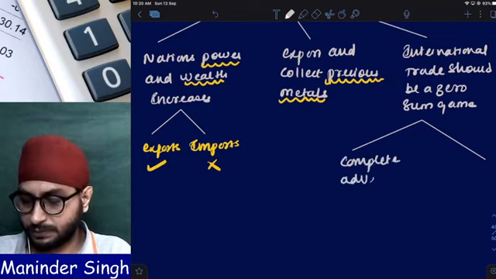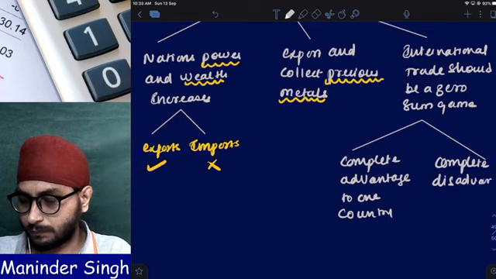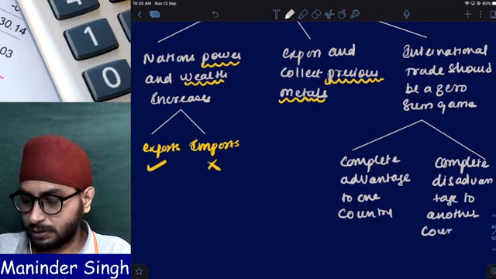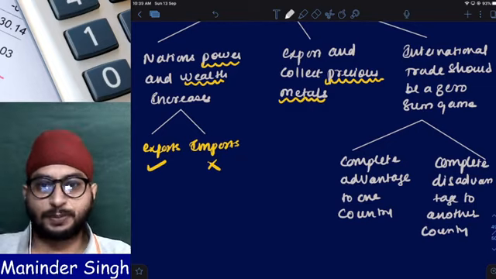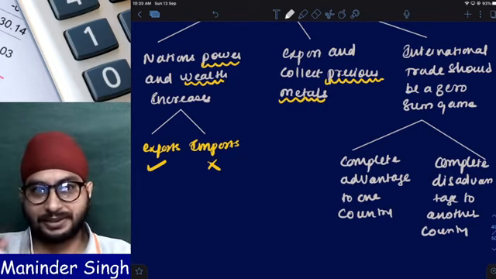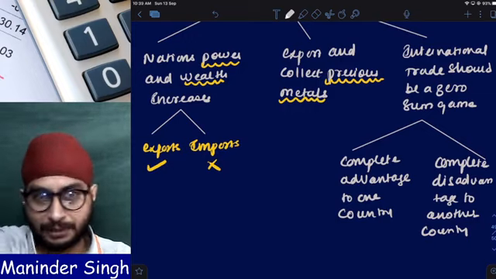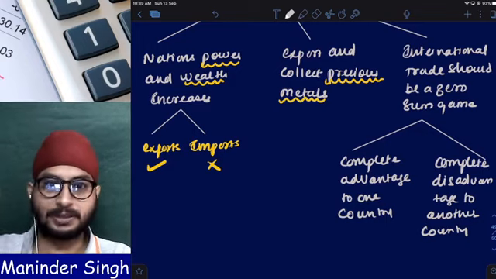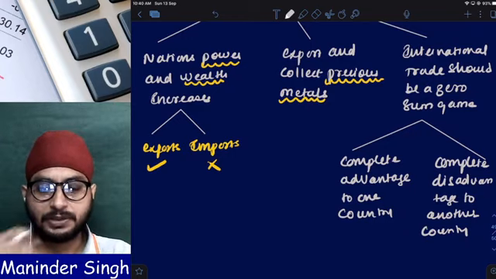complete advantage to one country and complete disadvantage to another country. Correct or not? Complete advantage to me and complete disadvantage to you. Why? A country should only export, no imports. When there are only exports and no imports, and I'm collecting all the precious metals from you, your diamonds, your gold, your silver, your country will become weak and my country will become strong. Correct or not?